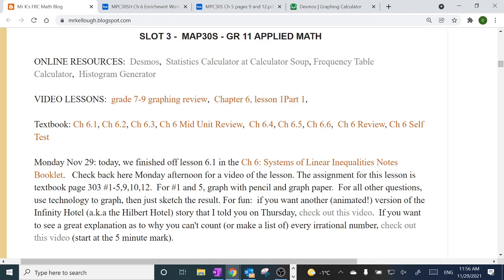And just for fun, if anybody found that story I told them Thursday kind of interesting, there's an animated version of it online that's actually really cute. And if you're wondering, well, if you can count every fraction that exists, why can't you count every irrational number that exists? There's a great video that explains that better than I could right there.